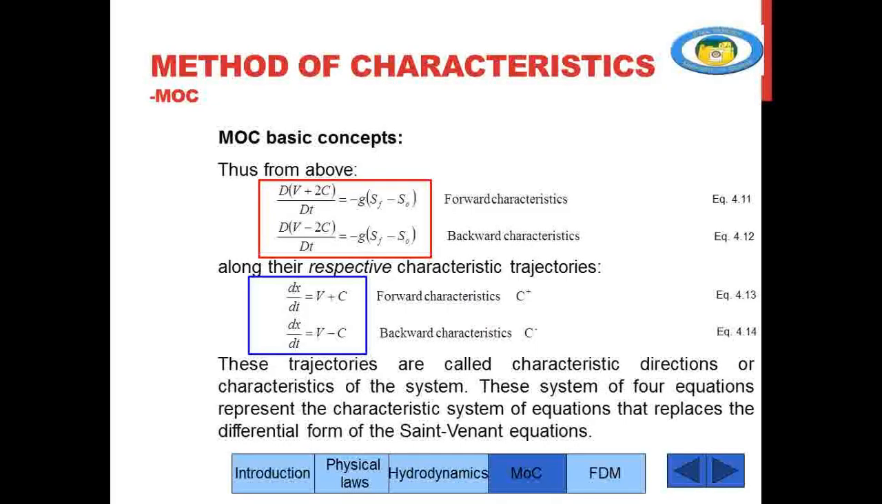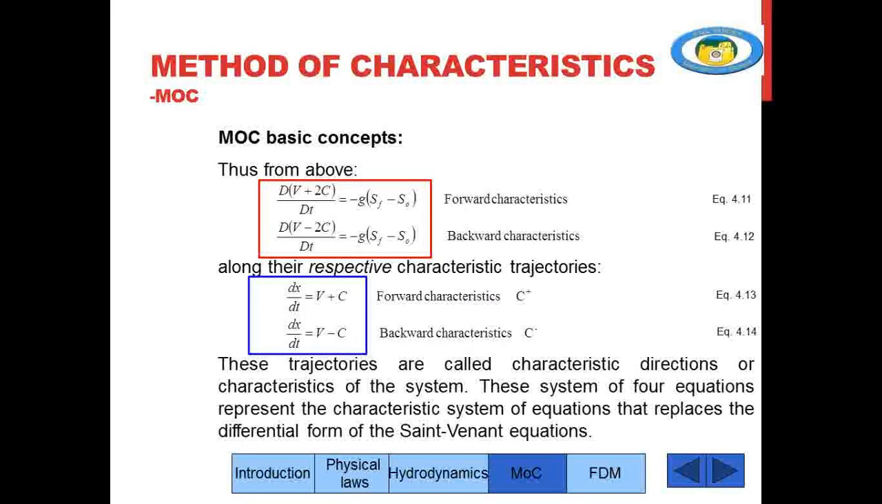This would propagate along the line dx per dt, which is along the line v plus c, along the forward characteristics, whereas the total derivative of v minus 2c dt would propagate along the characteristics direction of v minus c, or along the backward characteristics, c minus. So essentially, we now have a system of 4 characteristics equations.